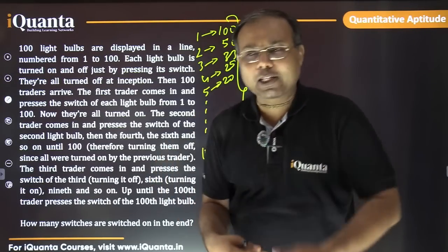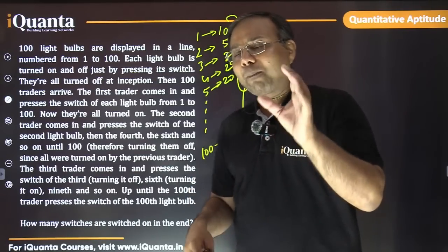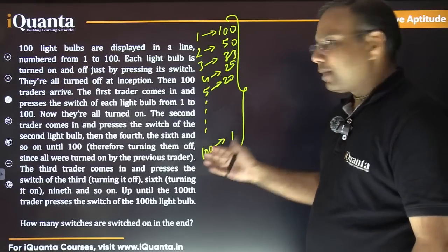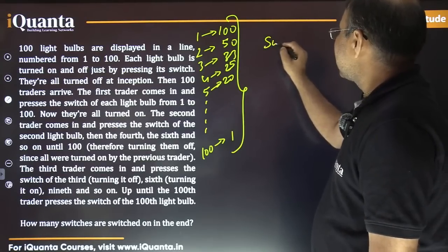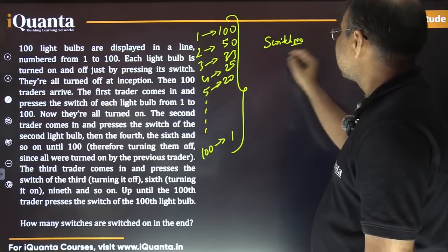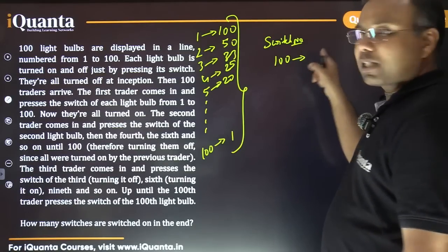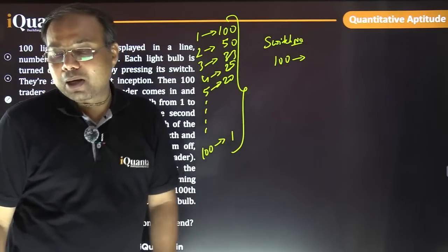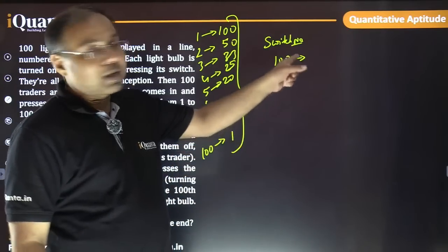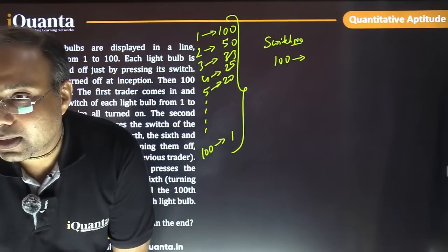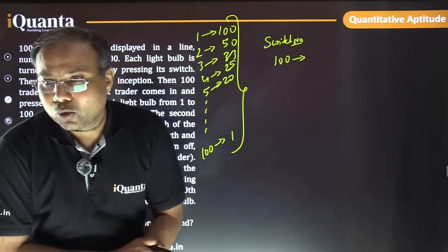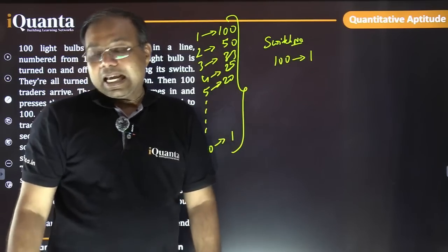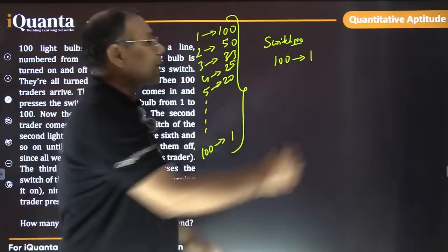Let's invert the thinking process. Now please tell me, let's take up any example. If I talk about this switch 100 only, switch number 100, now tell me, who was the first person to visit switch number 100? Yes, fast please. Trader number 1, because trader number 1 has visited every switch, and certainly initially they were in the off position, तो उसने जाके on किया है, right?